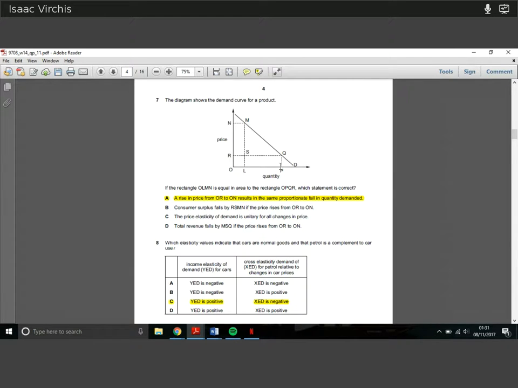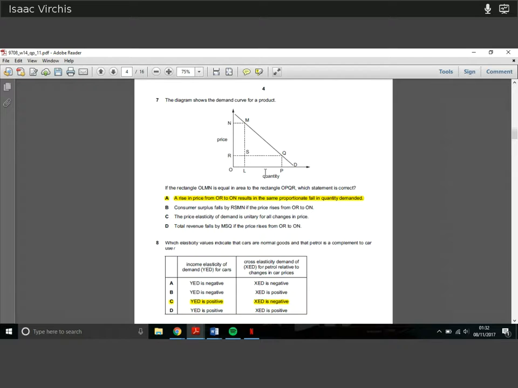We know that there must be, what's the rule? Well, the rule is that we have unitary elasticity of this demand curve. What does unitary elasticity mean? Well, unitary elasticity means that you've got the same proportional fall if you have a price rise from here, O to R in this case, to O to N. So that little increase there and that increase there results in an equal shift out from O to L to O to P in quantity.